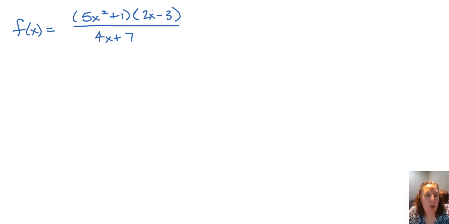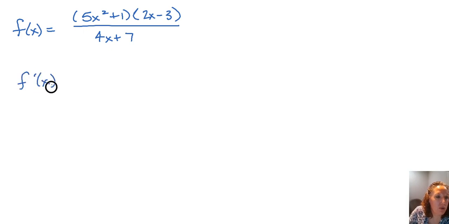Hello. In this video, we're going to take a look at a problem that involves both the product and the quotient rule. So here we have f of x equals, in the numerator, the product of 5x squared plus 1 and 2x minus 3, all over 4x plus 7. Assuming that we don't multiply out that numerator before we take the derivative, this problem as it stands will require both the product and the quotient. But overall, this is a quotient, so that's what we're going to start with.